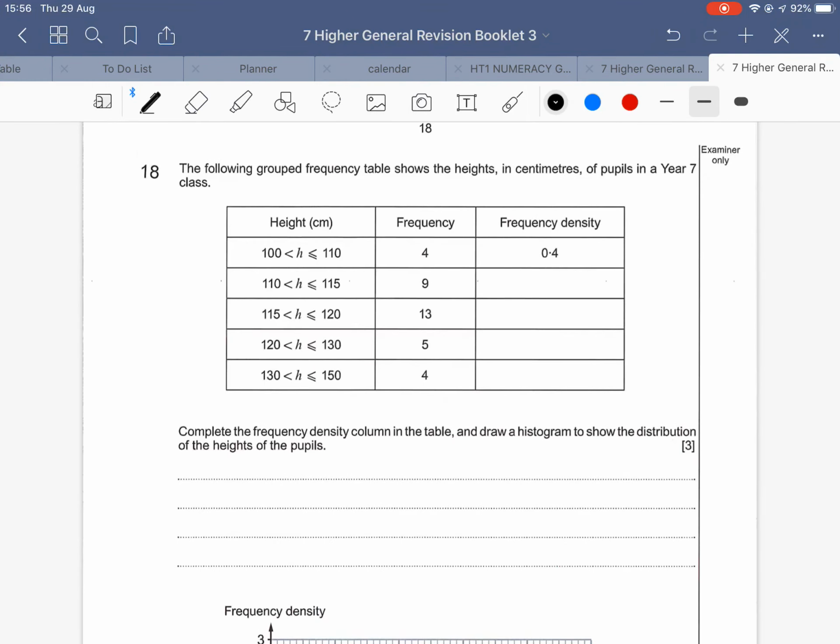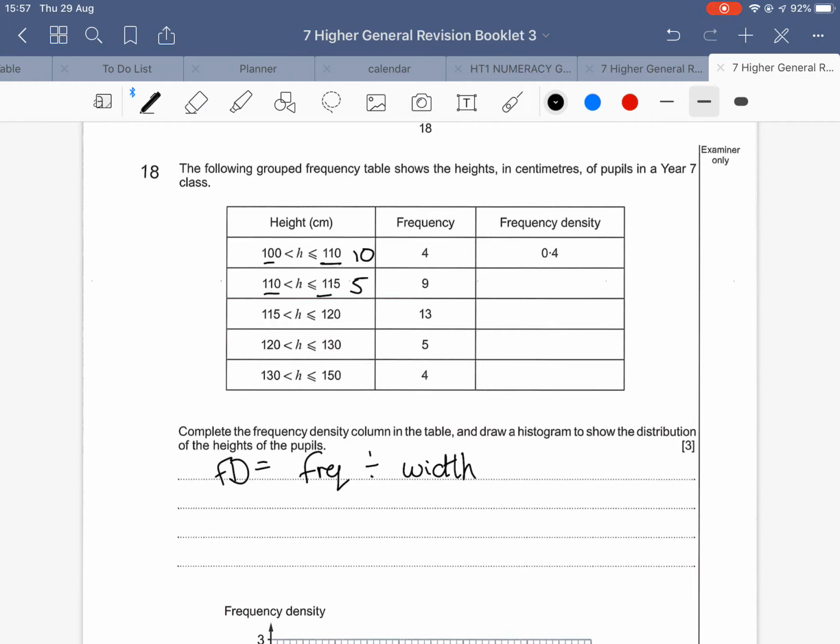Lovely. Okay, the following grouped frequency table shows the height in centimetres of pupils in a Year 7 class. So we've got all those groups, the frequency, and the frequency density. To work out frequency density, FD, it's your frequency divided by the width. With these widths, as you can see, they're different. From 100 to 110, that's a difference of 10. From 110 to 115, that's only a difference of 5.